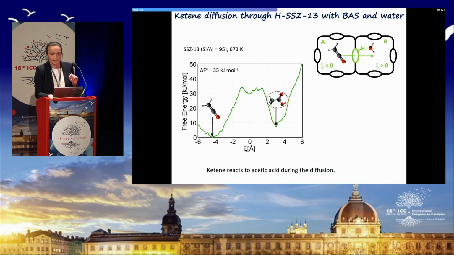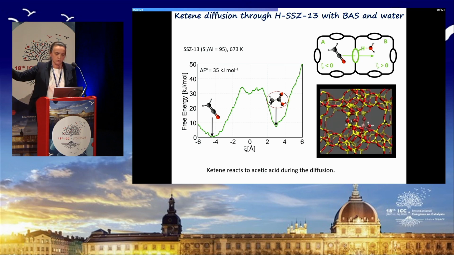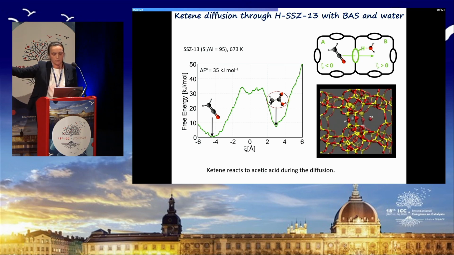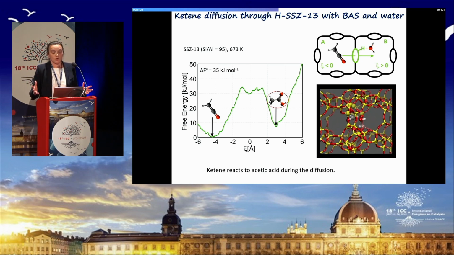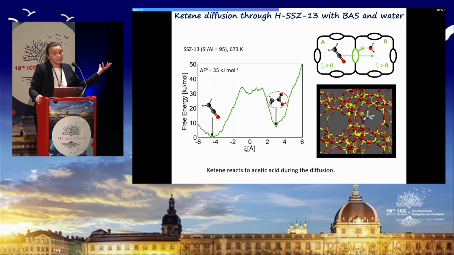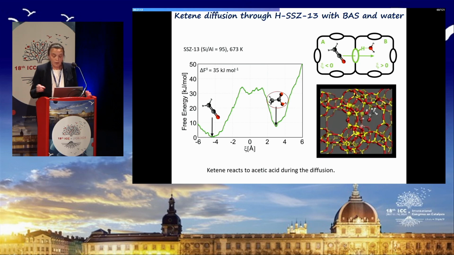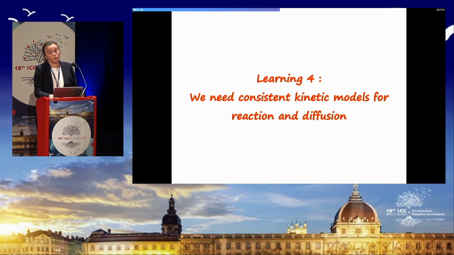The interesting thing is, if we also add water, and we look at the movie, when ketene passes through the ring, it also interacts with the water, and we see that we form acetic acid during this diffusion process. So during this diffusion process, we also see reactivity. So things become coupled. And that is a fourth learning that I want to give you. We need consistent kinetic models for reaction and diffusion.